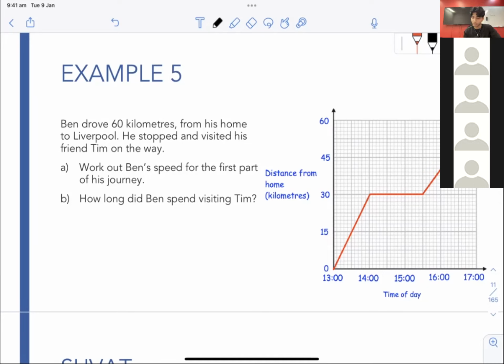So his speed for the first part of his journey. Speed will be equal to distance over time. And in our case, it's just going to be the gradient of this graph, because the gradient is m equals rise over run.